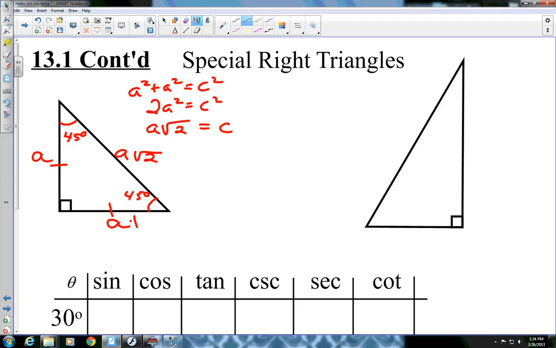Okay, and that's true. So that relationship between the three sides is true no matter how big or small the triangle is. So if I know the length of one side of a 45, 45, 90 triangle, I can find the length of the other two sides.